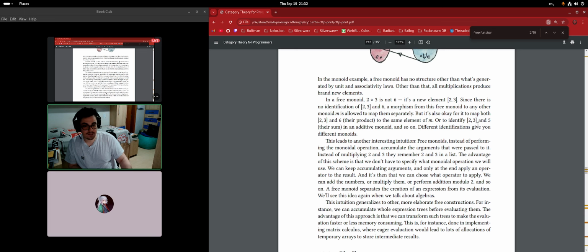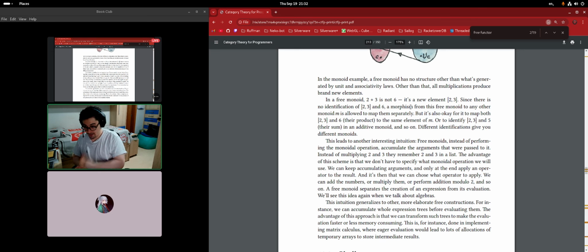It's basically saying that this is different than that. Which means a morphism from these three monoids to any other monoid M is allowed to map them separately, which is correct. But it's also okay for it to map both 2 and 3 to the same element of M, collapsing them, or to identify 2 and 3 using addition. But then here's the kick. Free monoids, instead of performing the monoid operation, accumulate the arguments passed to it. You keep gluing them together, but you don't know what to do with them.